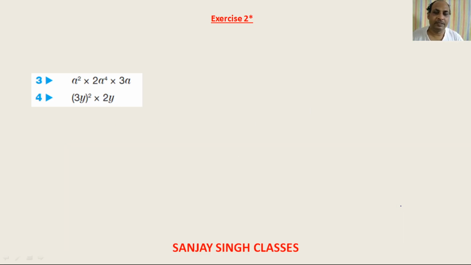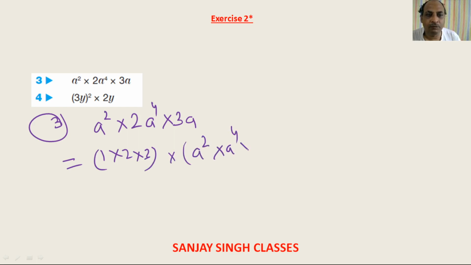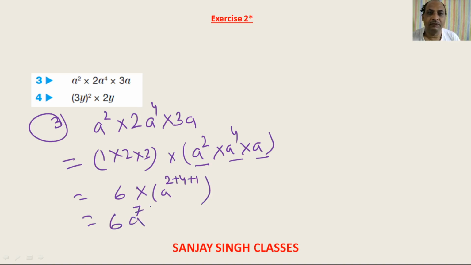Question number 3. a square into 2a to the power 4 into 3a. Now 1 into 2 into 3, the coefficient part. Another part, a square, a to the power 4 into a. So all the bases are same. So it will be here 3 into 2, 6, into a to the power 2 plus 4 plus 1. So 6a to the power 7.